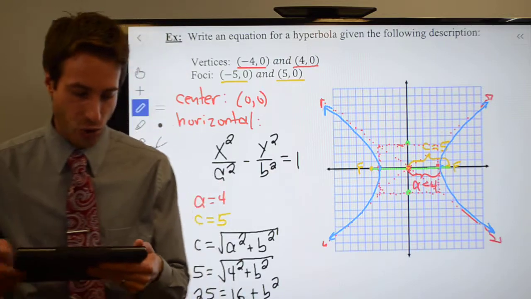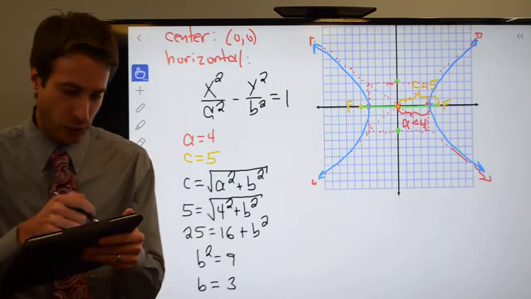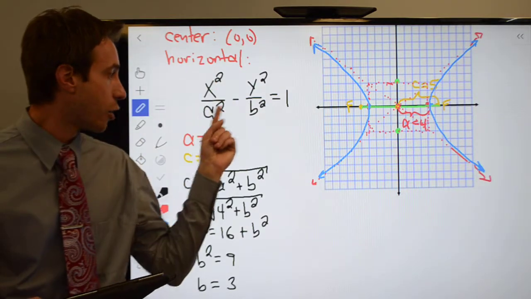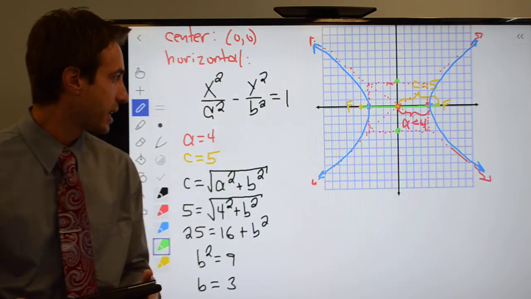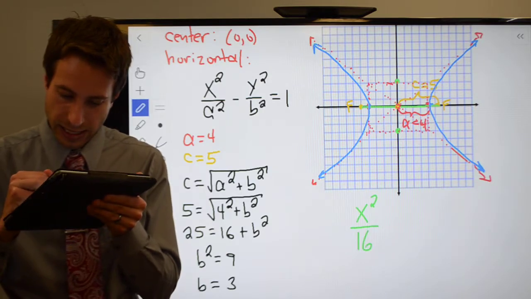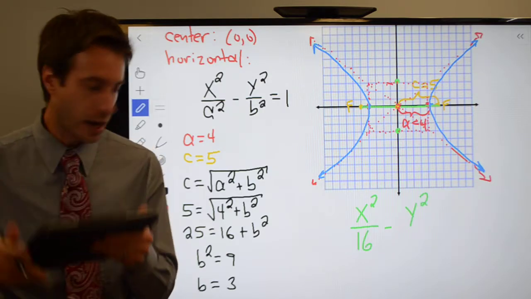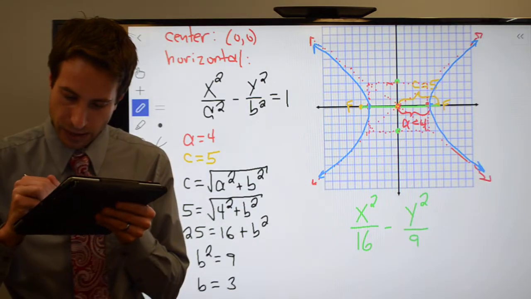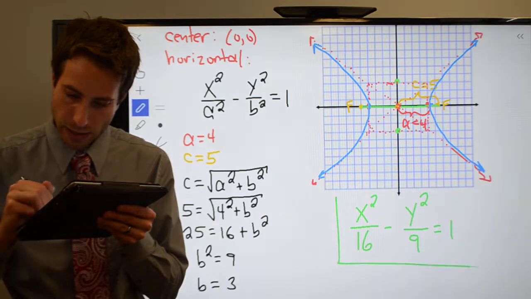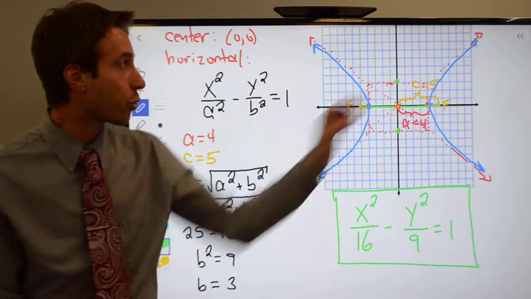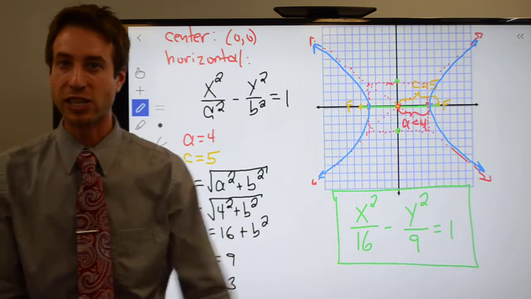Now let's go ahead and write our equation, because that's what I asked you to do. Okay, so my equation is going to be x squared over a squared. A is 4, so that means a squared is 16. So I'm going to have x squared over 16 minus y squared over b squared, which was 9, so over 9, and it's all equal to 1. And there we go. All right, so that's how hyperbola are going to work, both graphing it and finding an equation for it based on me giving you some information.